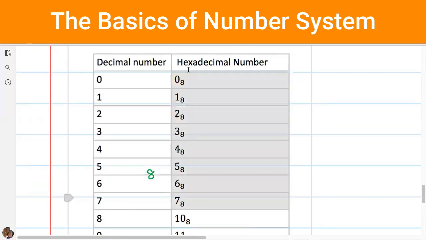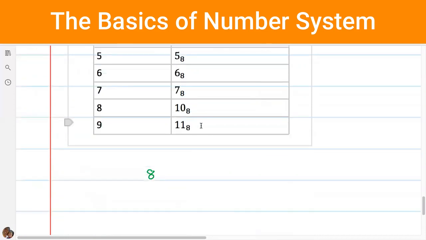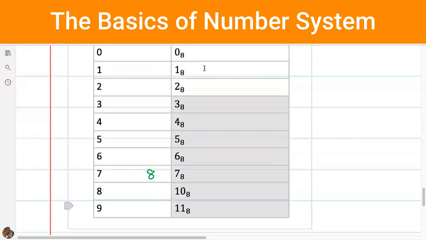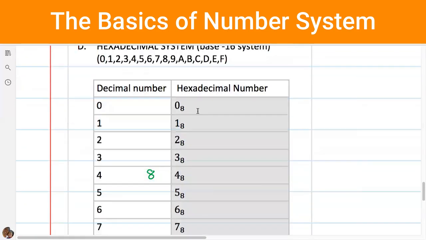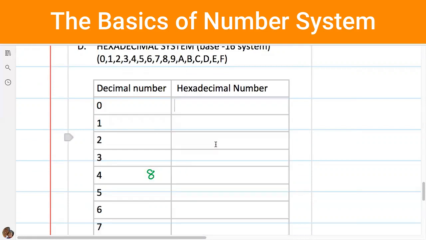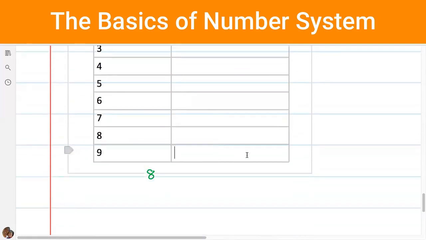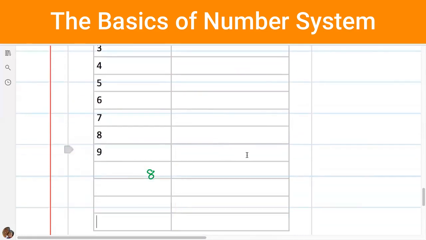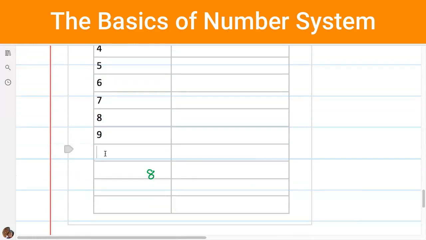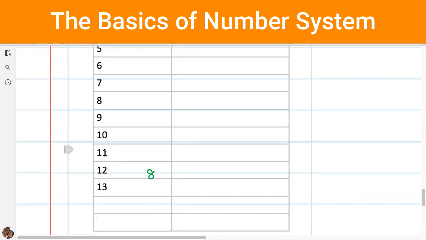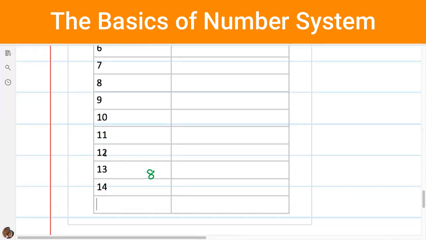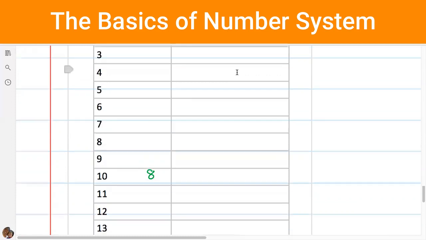I will erase this part first. Delete. Now I'm going to add more rows. Let's say 10, 11, 12, 13, 14 and 15.